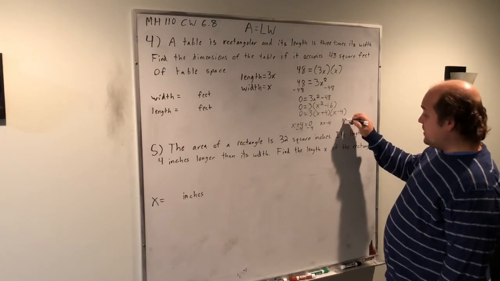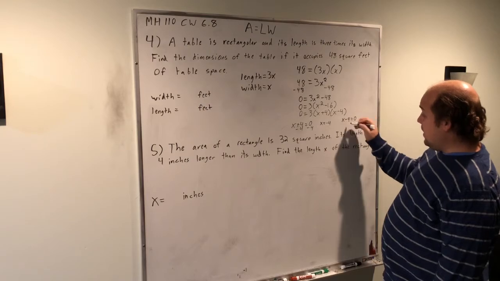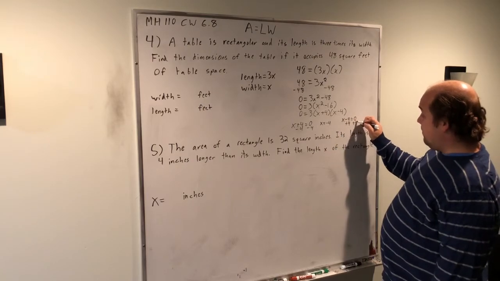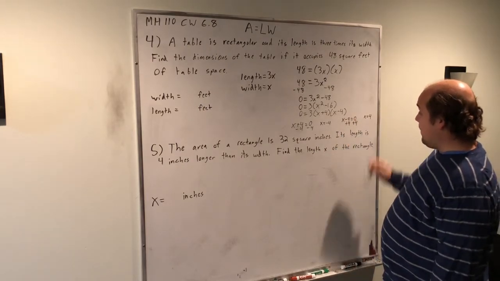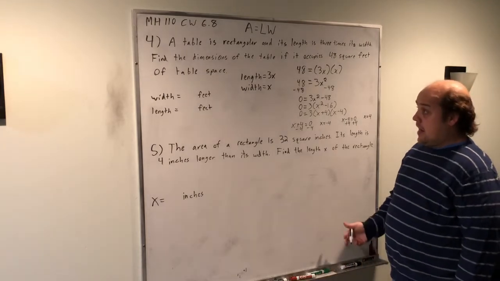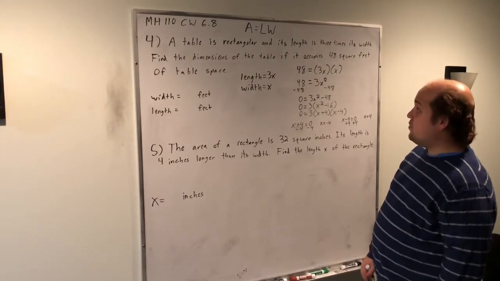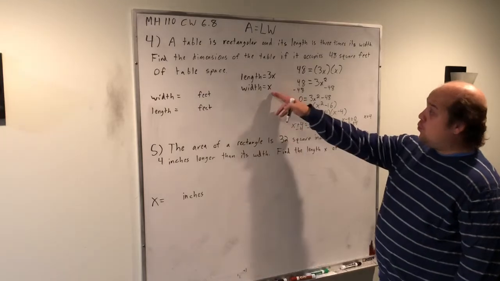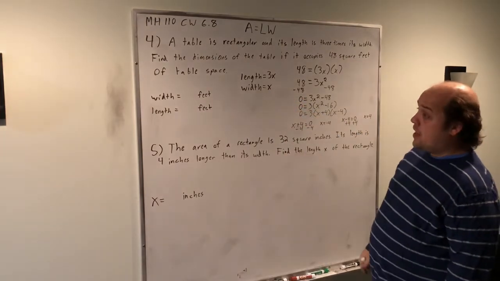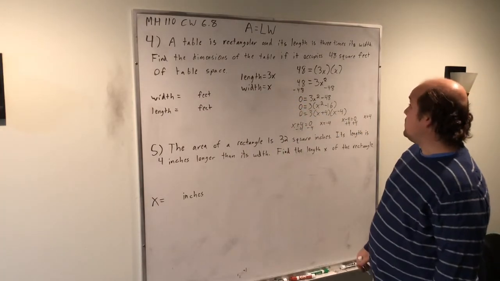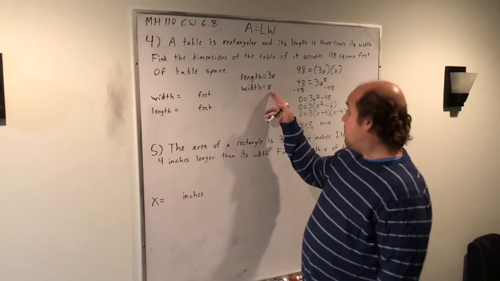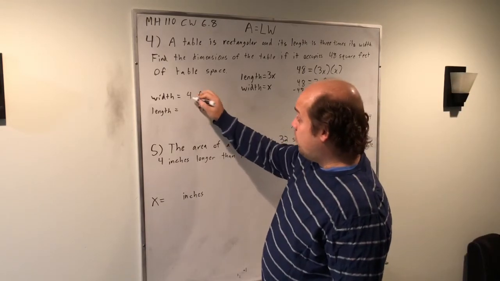If I took x minus 4 and set that equal to 0, then adding 4 to each side would get me to an answer of x equals 4. X equals 4 is the correct answer here. It represents the width of the table. If the table occupies 48 feet squared, then the width of my table should be 4 feet.